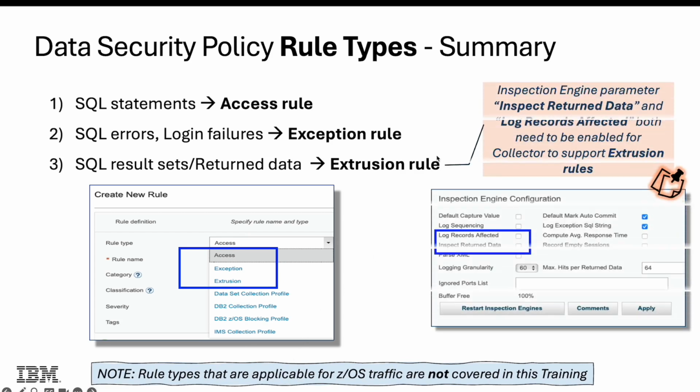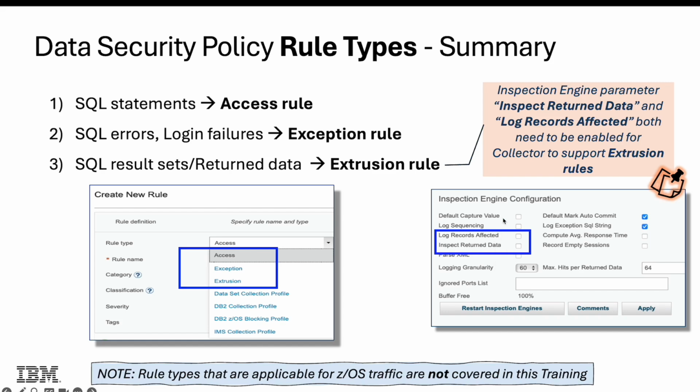Another reminder, if you check DSP rule types on a collector, extrusion rule isn't shown by default. By default, the collector receives the result sets but does not process them. To enable extrusion rule, you need to turn on both inspect returned data and log records affected for the collector's sniffer.